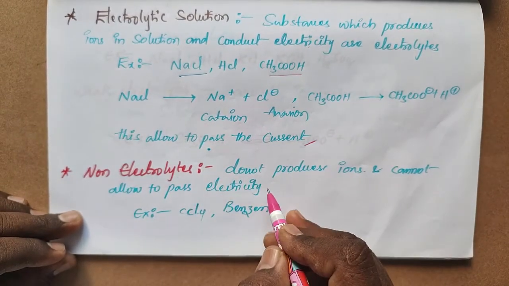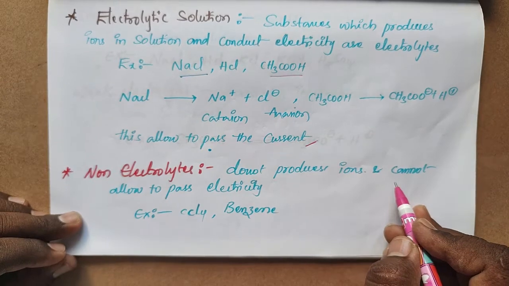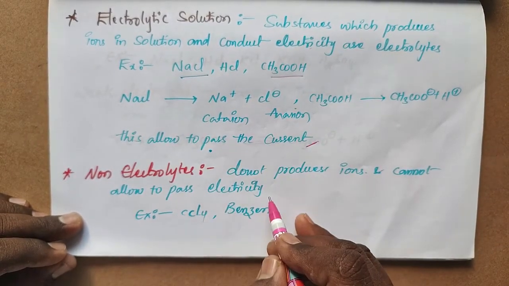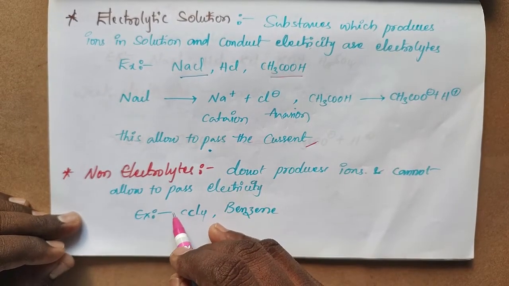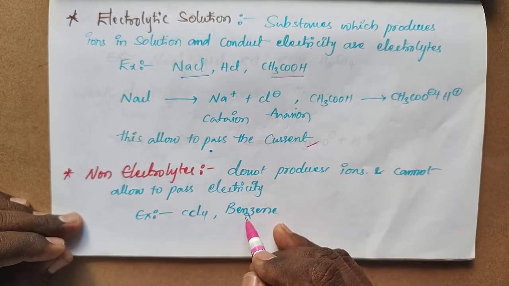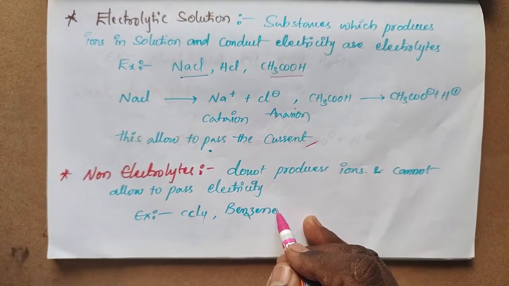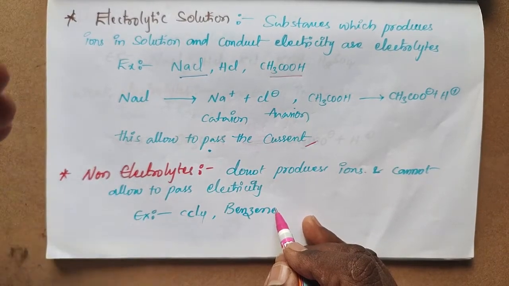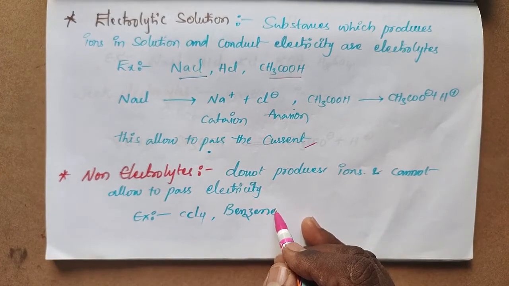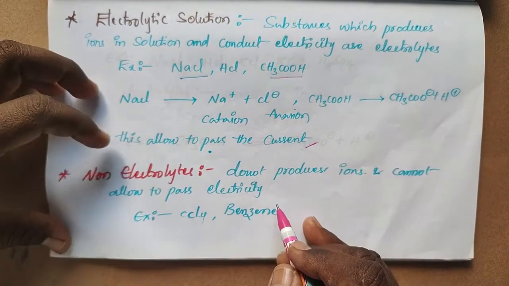Non-electrolytic solutions do not produce ions in solution and cannot allow electricity to pass. Those are called non-electrolytes. Examples are carbon tetrachloride and benzene, which are non-polar solvents. These do not allow current to flow, so they are called non-electrolytes. Starch solutions also belong to the non-electrolyte solutions.